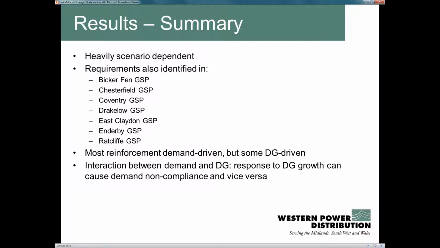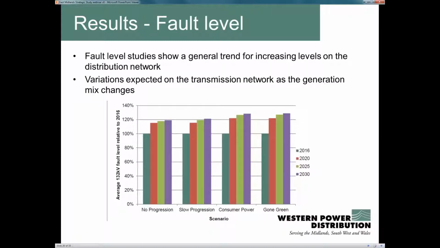But I think what's really important to note here is that there is significant interaction between demand and distributed generation. And we've shown that in some circumstances where demand and generation can come along in tandem together, they effectively cancel each other out, and we can operate the network using existing assets without having to have heavy reinforcement spends. But of course, if the demand and generation isn't working in exactly the same sort of timescales, then we do need to reinforce the network to accommodate that.